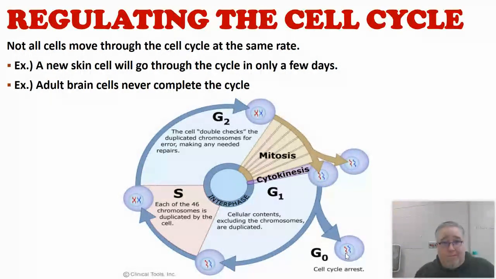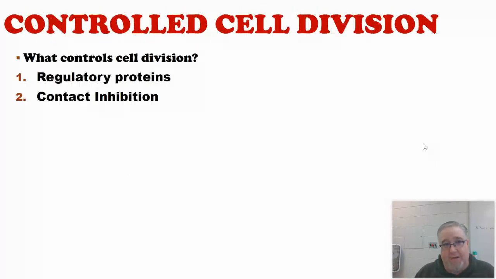So what influences whether or not a cell goes through the cycle, or how fast it goes through the cycle? Basically, it's the DNA in the cell. What type of cell it is influences how it's going to go through the cycle or how fast. Now, there are 2 other things besides the DNA that influence cell division. One of them is called regulatory proteins, which I'll talk about. And the other one is called contact inhibition, which I'll get to after I talk about regulatory proteins.